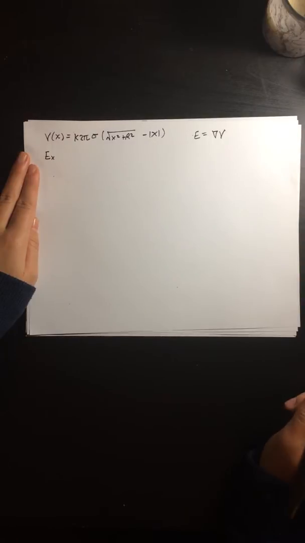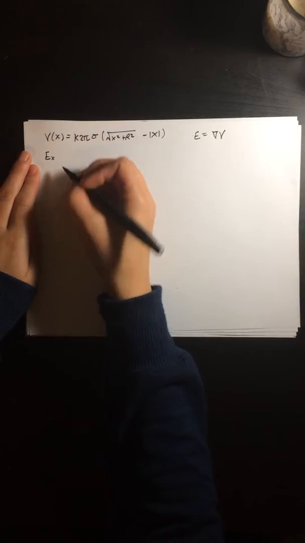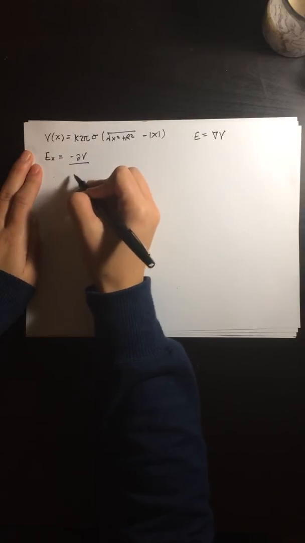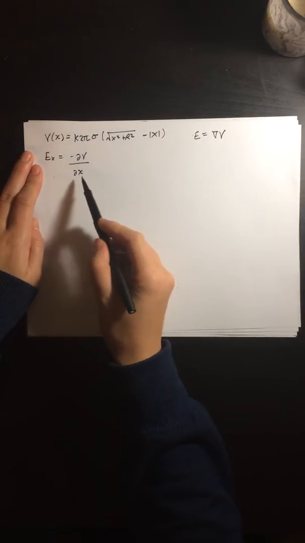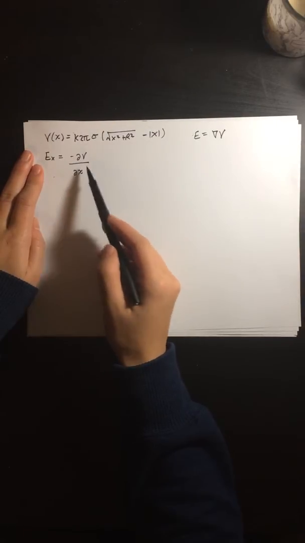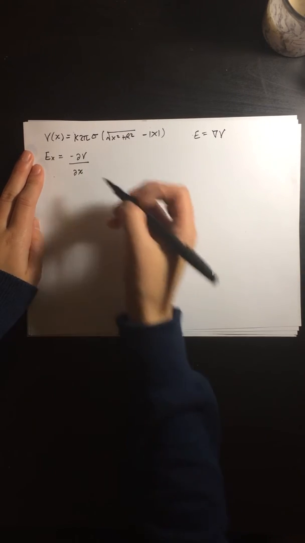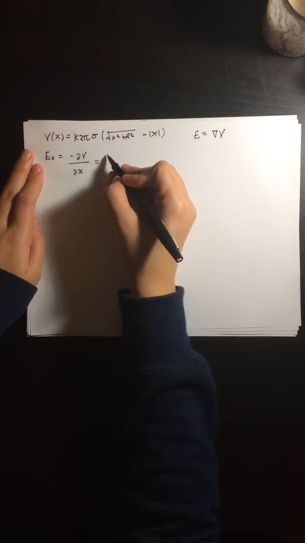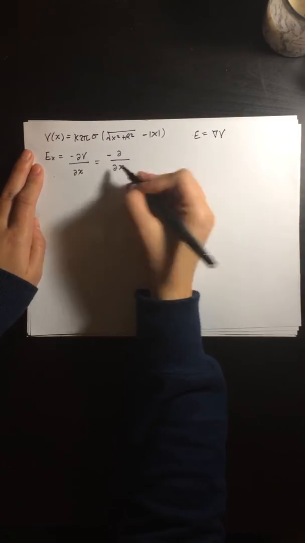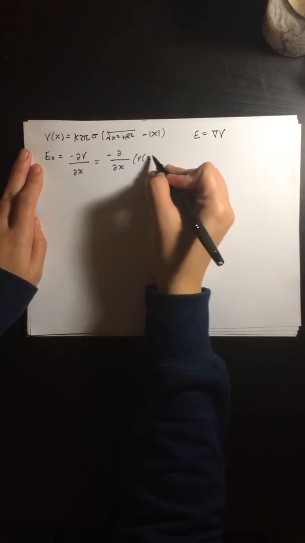So what we're going to do is take some partial derivatives. So we know that Ex is equal to negative the derivative of V with respect to x, right? So this is what it means when you're taking the gradient of something: the partial derivative with respect to x of V, which is really equal to negative the partial derivative with respect to x of the function V of x.